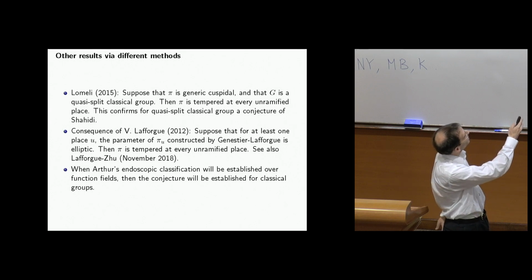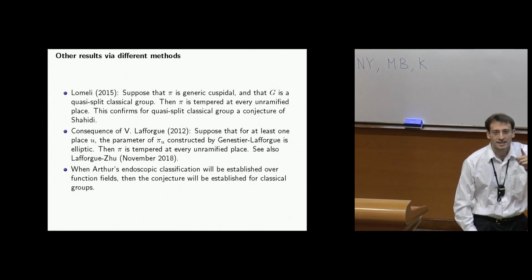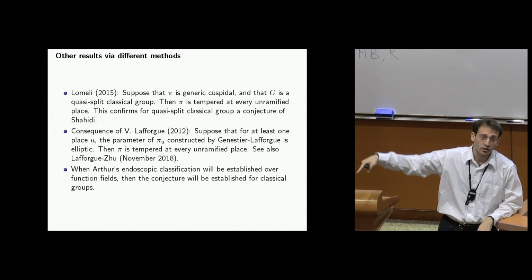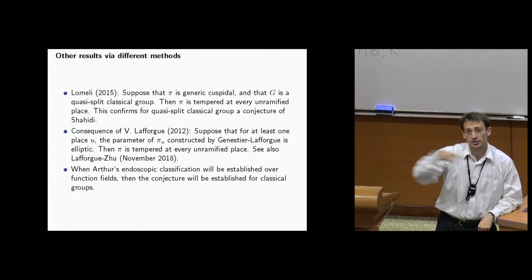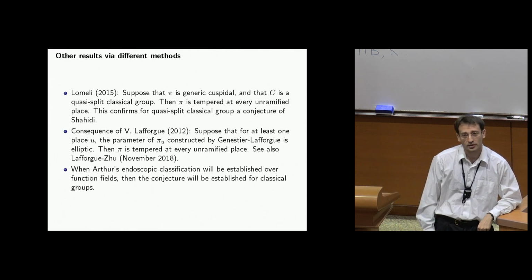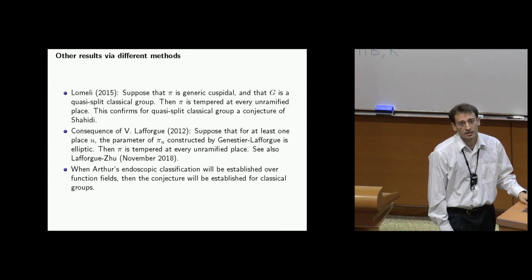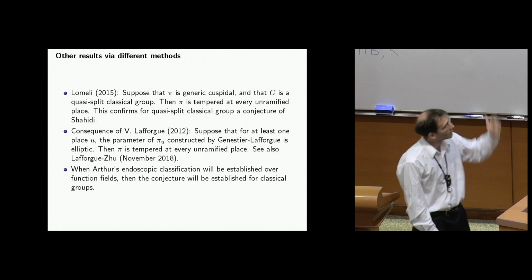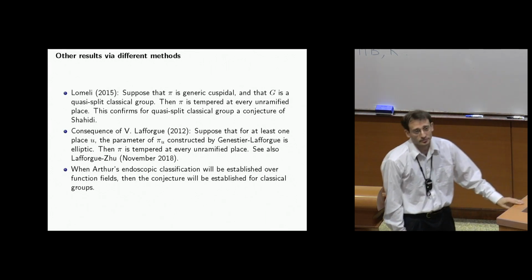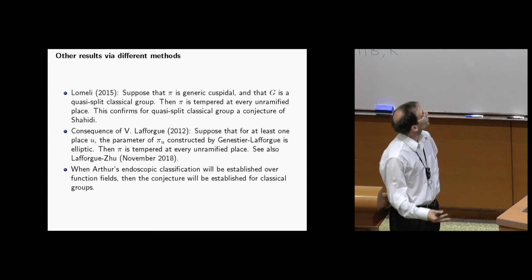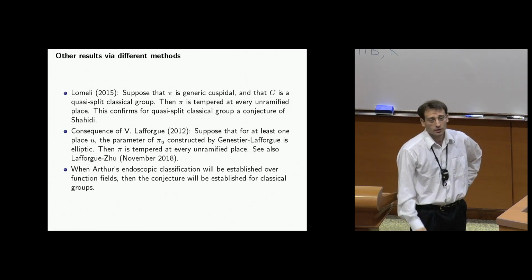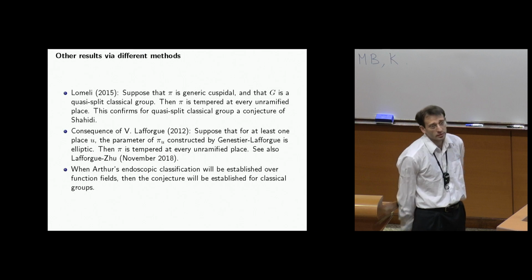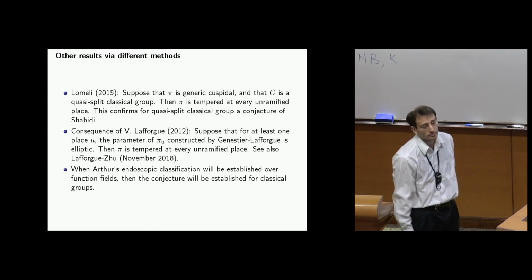The answer to your question is not actually on the slide. It was in my mind, but I didn't put it. So it's almost there. But the consequence of what he proved is that if it's tempered at one unramified place, then it's tempered at all the others, which is expected from Arthur's conjecture. Arthur tells you that there is a global SL2 which controls everything, and this follows already from Vincent Lafforgue's work. And hopefully Arthur's endoscopic classification will be available for function fields one day, and then Arthur's conjecture will be known for classical groups, because it reduces everything to GLN, for which it's known.